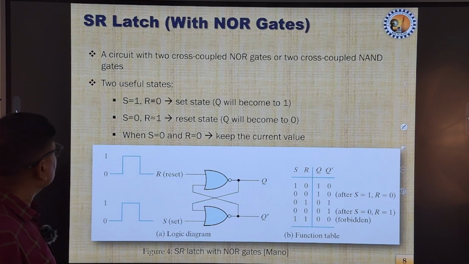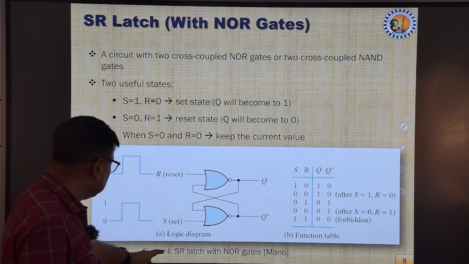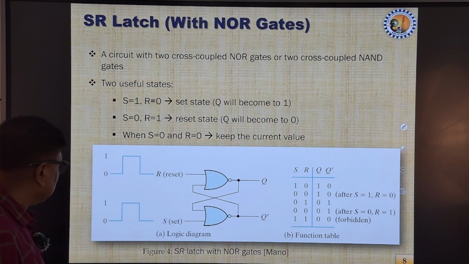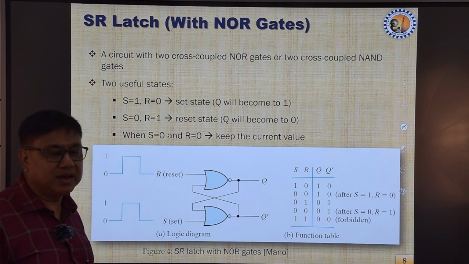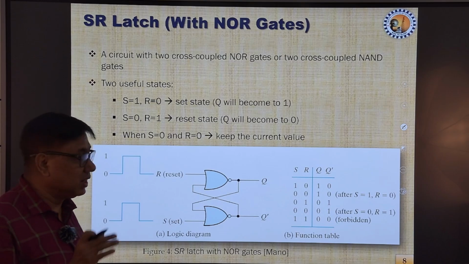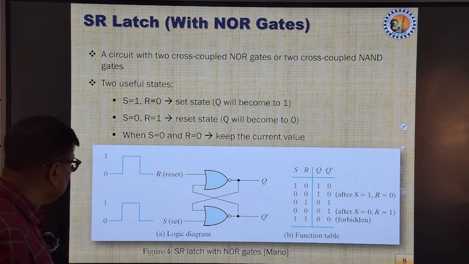Now if we talk about the SR latch, which is the very fundamental latch, we can see how it is constructed. This diagram, figure 4, provides us a very clear view of the SR latch constructed using NOR gates. We know NAND gate and NOR gate are the universal gates. So the first NOR gate has been used.